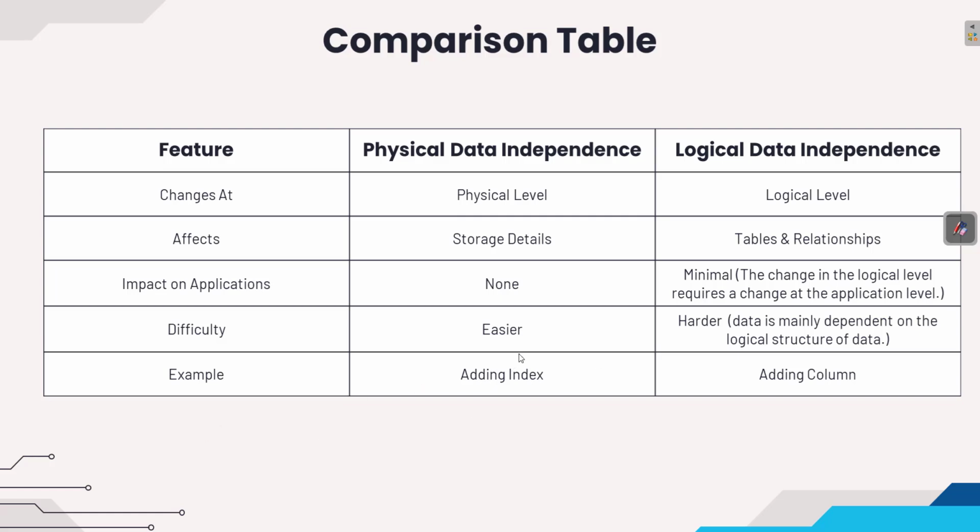Difficulty: physical data independence is easier and logical data independence is harder, because the application is mainly dependent on the logical structure of the data. So for example, as I mentioned, physical data independence is adding an index and logical data independence is adding a column, as we have seen before.